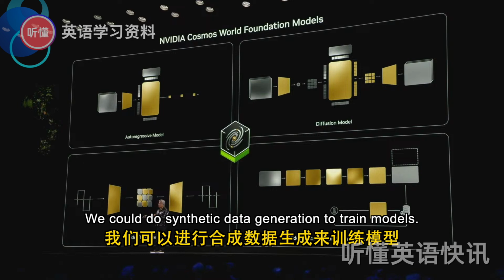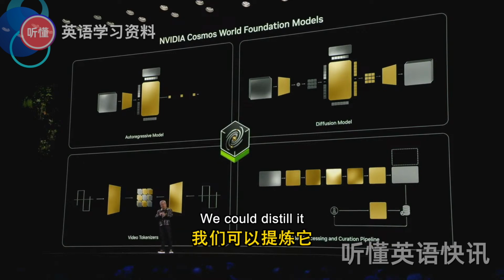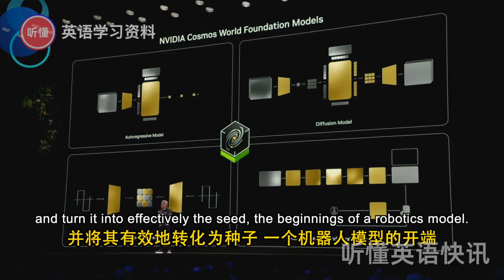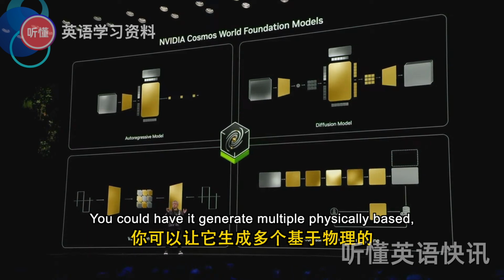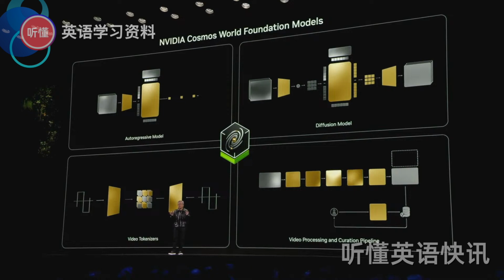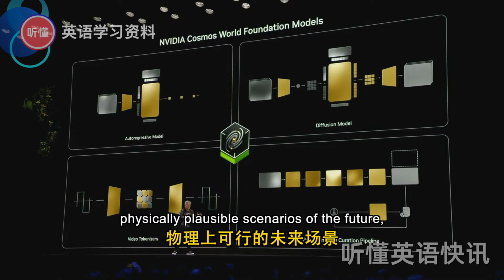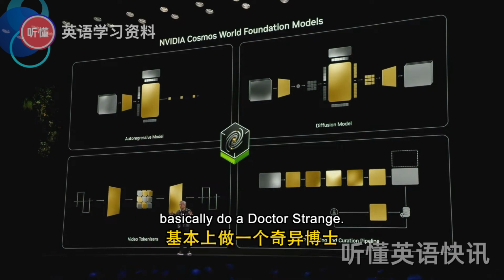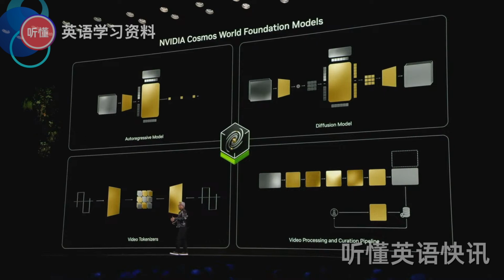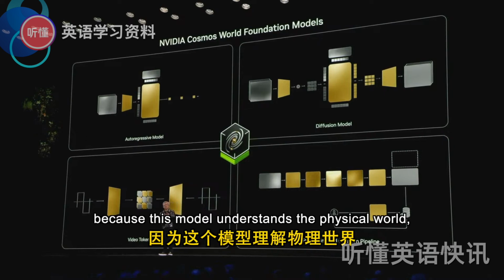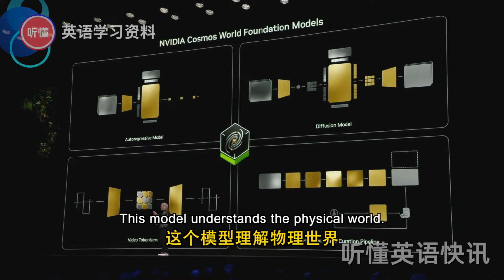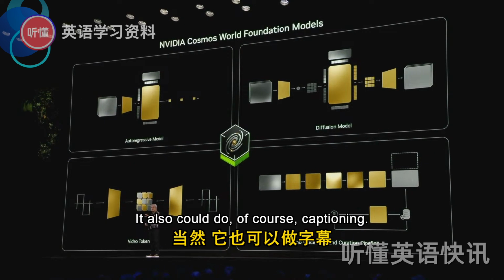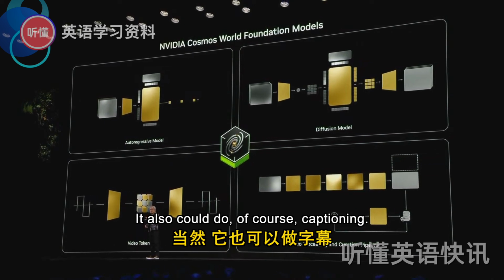We could do synthetic data generation to train models. We could distill it and turn it into effectively the beginnings of a robotics model. You could have it generate multiple physically based, physically plausible scenarios of the future, basically do a Doctor Strange. Because this model understands the physical world, of course, you saw a whole bunch of images generated. This model understanding the physical world, it also could do, of course, captioning.